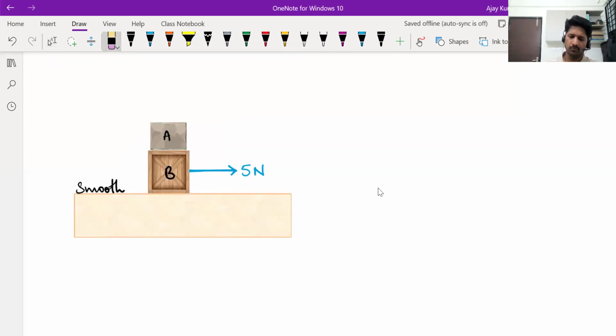But the lower block is being pulled with 5 Newton force, no? Should friction acting be 5 newtons? That is my question. If yes, how do you justify? If no also, how do you justify?